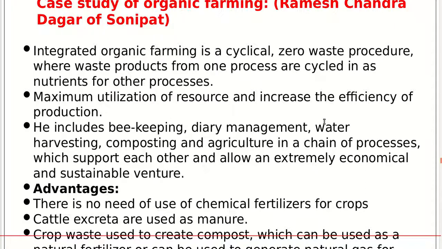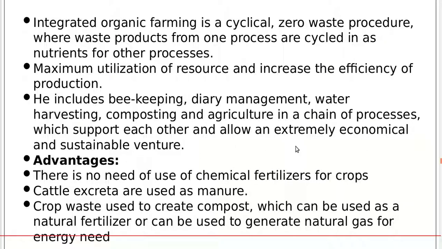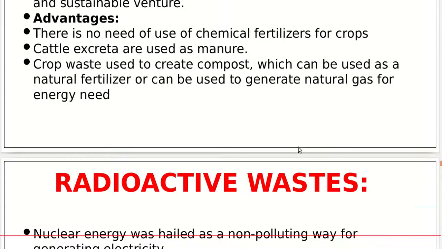So Ramesh Chandra included beekeeping, dairy management, water harvesting, composting, and agriculture in a chain of processes which supported each other and allowed for an extremely economical and sustainable venture. The advantages are there is no need to use chemical fertilizers for crops. The cattle excreta are used as manure. Crop wastes are used to create compost, which can be used as a natural fertilizer, or it can be used to generate natural gas for the energy that is required.